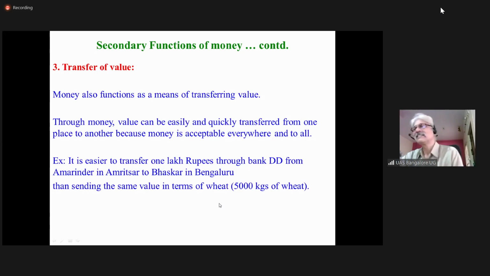Than sending the same value in terms of wheat. Instead of sending 5,000 kgs of wheat, you can just send 1 lakh rupees in the form of a DD.